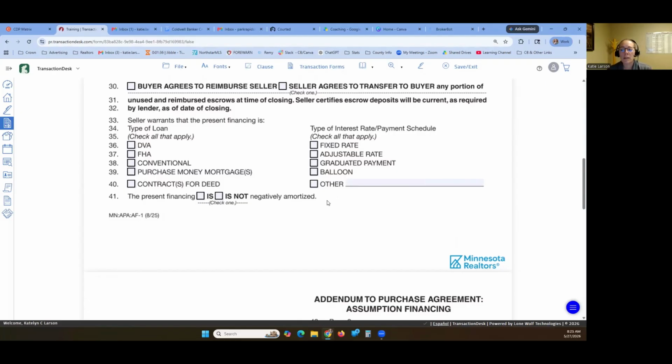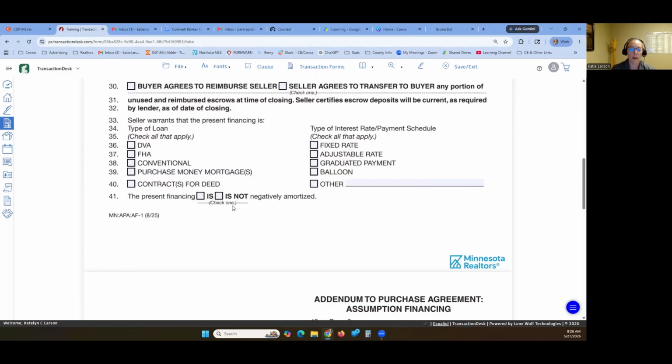You might not know these right off the bat. Use your best judgment. If any of these are wrong as a buyer's agent when you fill out this addendum, it is the listing agent and the seller's responsibility to counter back to you to give you the correct information. Okay. Line 41 talks about the present financing is or is not negatively amortized.